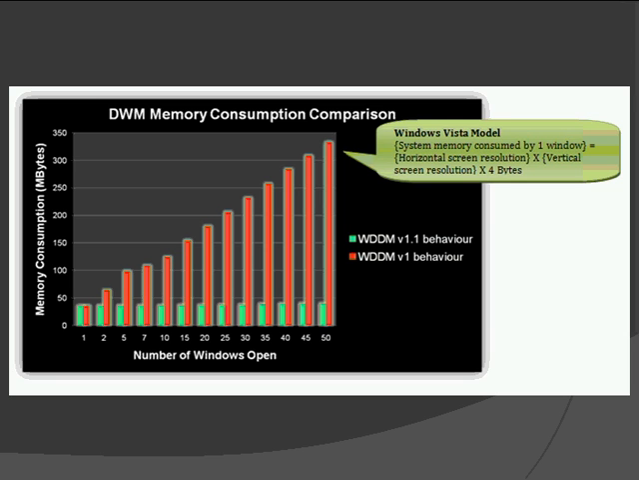So the data shows that the memory savings become more and more pronounced when you have multiple application windows visible on the desktop. Since you save a lot of system memory, the paging activity gets reduced. As a result, your system responsiveness improves for the same workload.